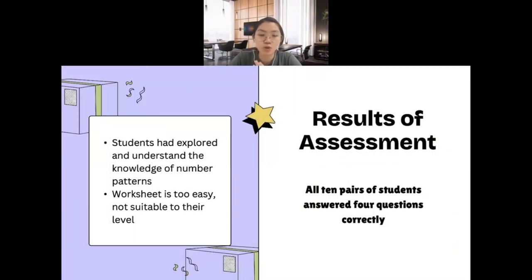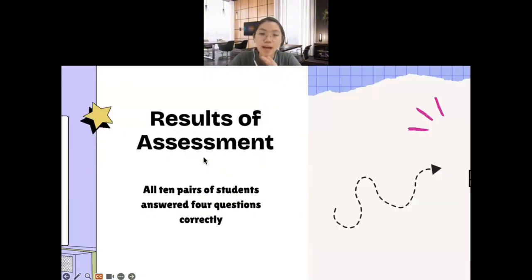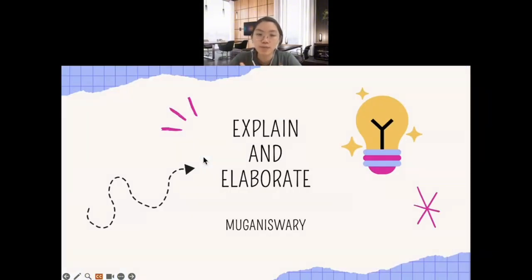In this phase also, all 10 pairs of students answer 4 questions correctly. This may indicate that students had explored and understand the knowledge of number patterns through the activities, or else this may also indicate that the worksheet is too easy and not suitable to their level. Next, Muganesh will take over the presentation.